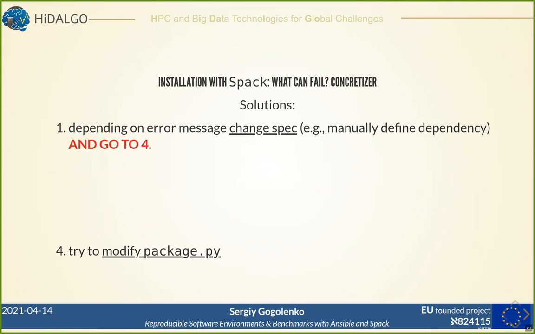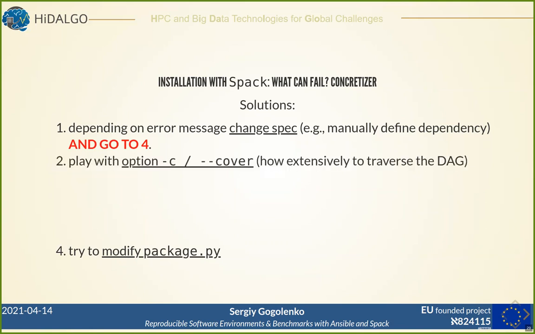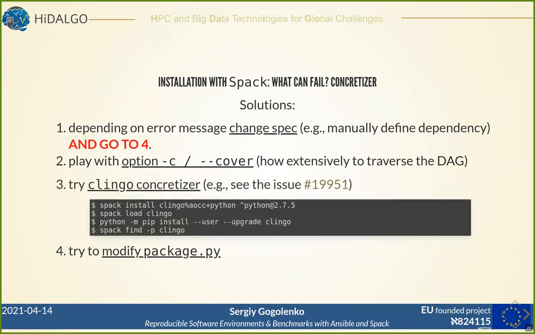So other users, when they try to install, will not face the same problem. The next thing you can do is play with the option C and cover of the Spack spec, which allows you to build the DAG of dependencies in a different, probably a little more elaborate way. And finally, if that doesn't help either, you can use external concretizers, for example, CleanGo.